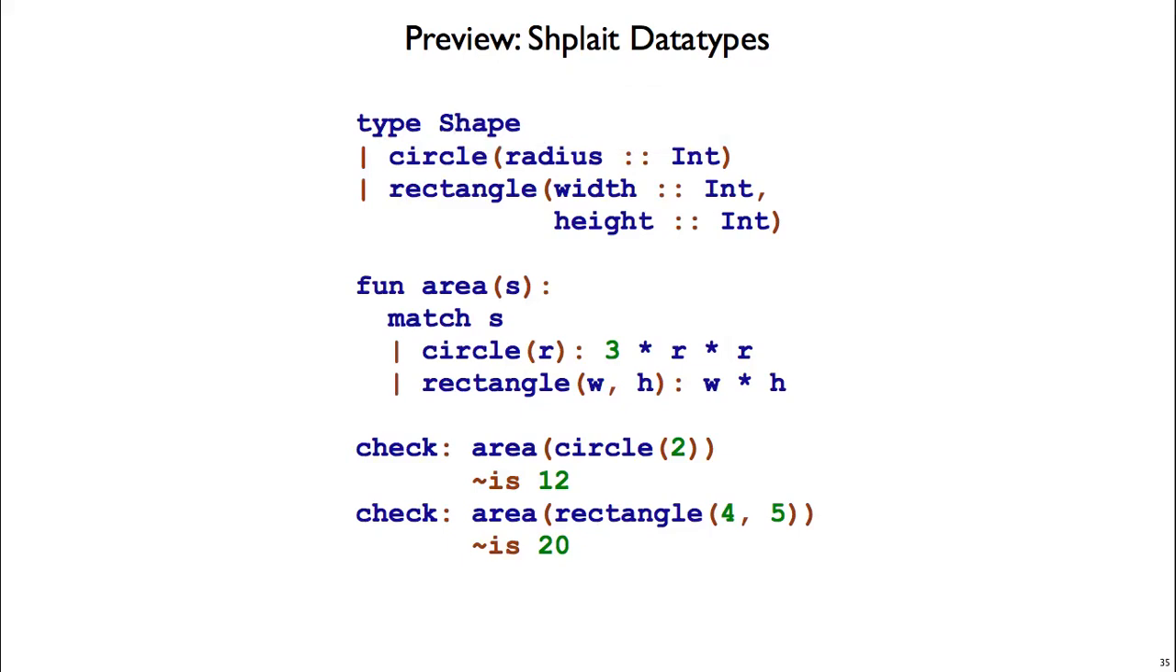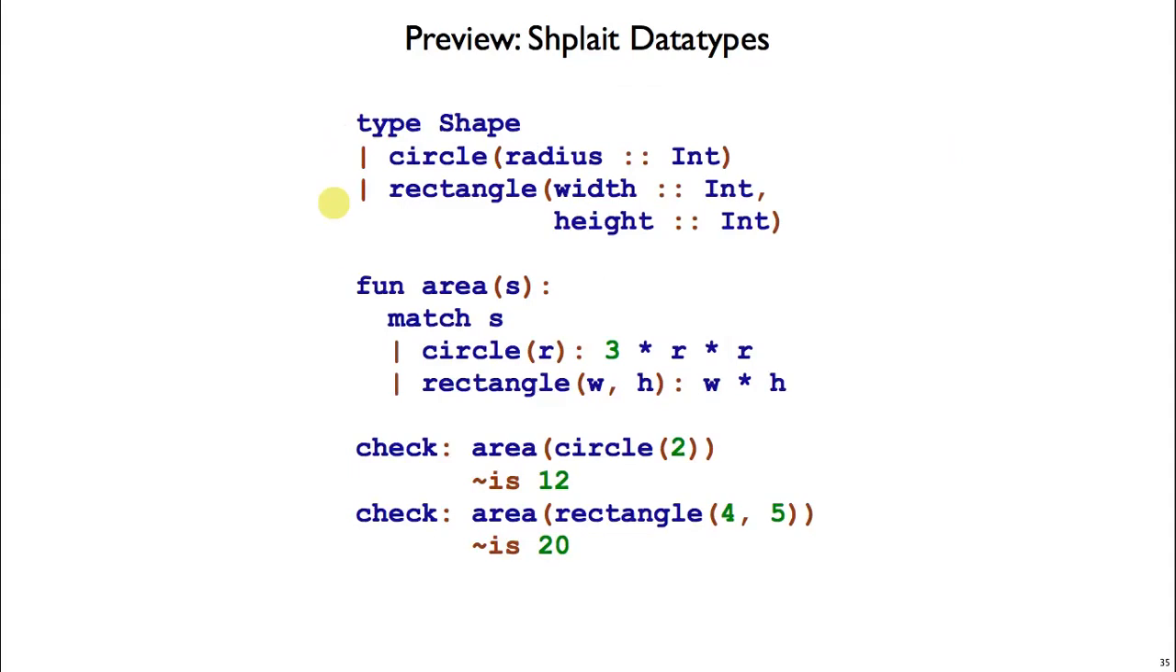In addition to the built-in data types, Shplait lets you define your own. So here's the definition for a shape data type, and it has two variants, circle and rectangle. You can think of shape as an interface, and circle and rectangle as two classes that implement that interface.